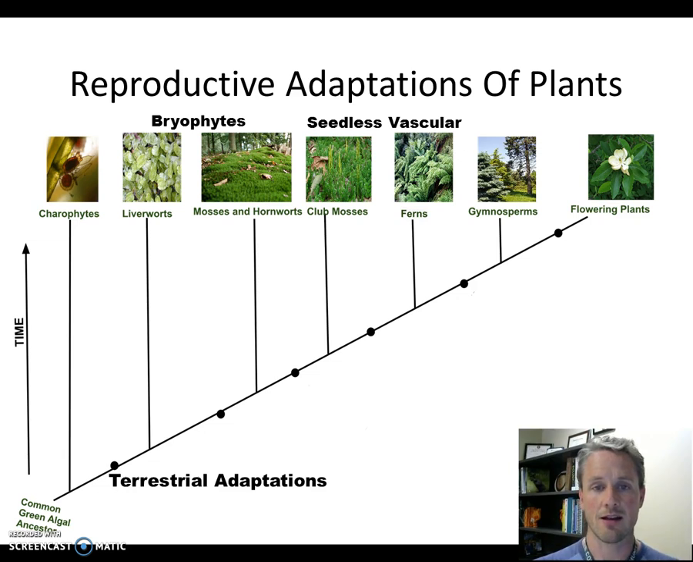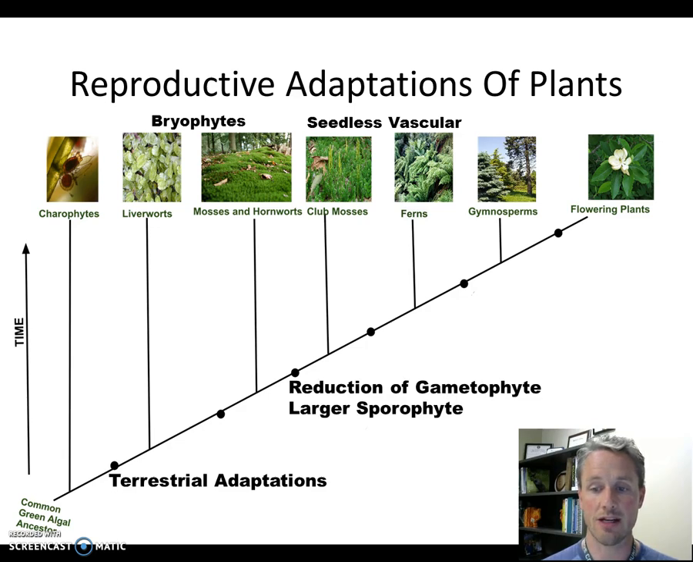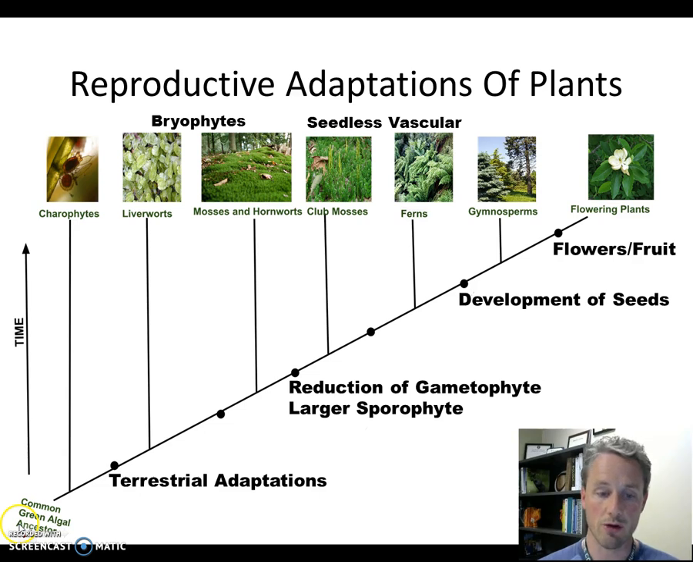So, to end, I just want to look quickly at our phylogenetic tree for plants and remind you that we're adding some reproductive adaptations, like the reduction of gametophyte generations and getting larger sporophytes. We talked about the development of seeds in gymnosperms and angiosperms, and then the development of flowers and fruit in angiosperms. So we're going to talk more about those details and why we separate these groups the way we do in another video. But for now, we'll end our discussion of reproductive adaptation.